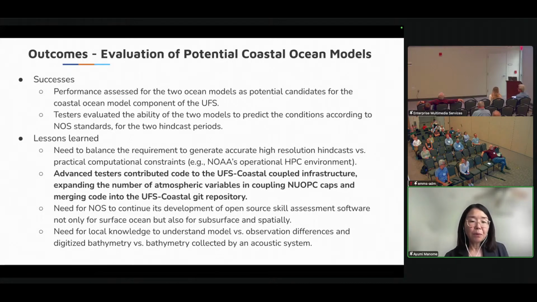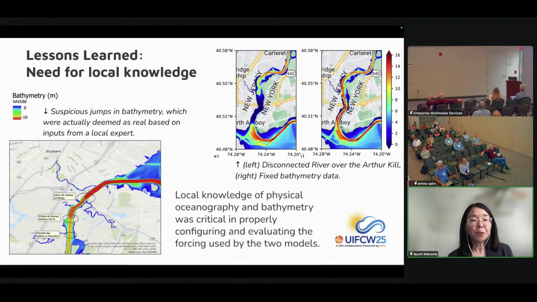There's also a need for local knowledge to understand model observation differences, and also digitized bathymetry versus bathymetry collected by an acoustic system. So this is an example of the need for local knowledge. On the left, you can find a map of our channel. This is the Arthur Kill area. One tester, Said Memari, identified inconsistency across different bathymetric tiles. There was an error with it, and that was fixed.